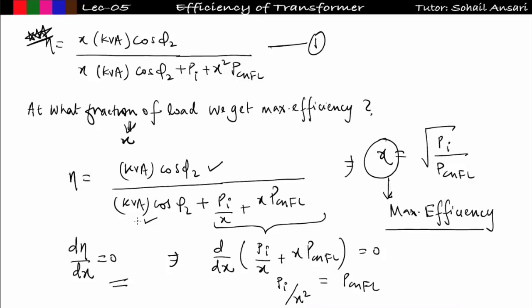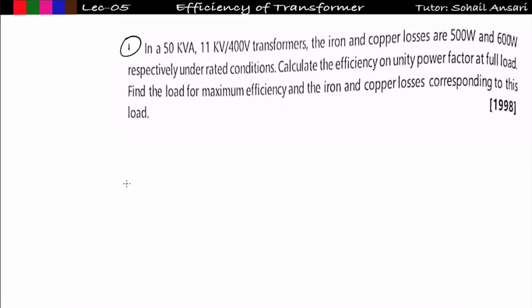Got it? So keep this much concept in mind while solving any kind of problem on efficiency of a transformer. Let us try to solve some previous year GATE problems based on the concept we have studied in this lecture. Let us see the first problem. In a 50 kVA, 11 kV by 400 volt transformer, the iron and copper losses are given as 500 watt and 600 watt respectively under rated conditions. Pi is given, equal to 500 watt, and PCU under rated condition is PCUFL, equal to 600 watt.